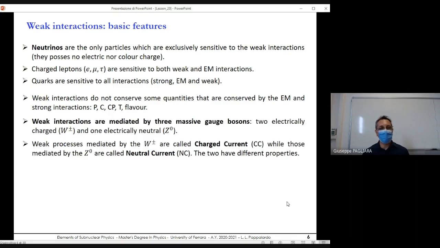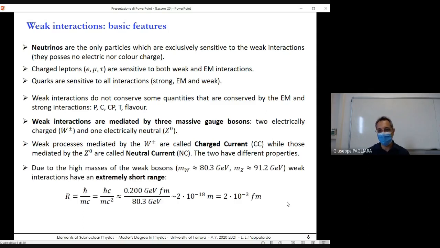Now, weak interactions are mediated by, as you know, three massive gauge bosons. Two are electrically charged, the W plus and W minus, and one is electrically neutral, the Z boson. So we study these in detail. In particular, weak processes which are regulated by the exchange of a W boson are called charged current, because they imply a change in the electric charge of the interacting particles, whereas those which are mediated by the exchange of a Z are called neutral currents, obviously. And they do have, of course, different properties.